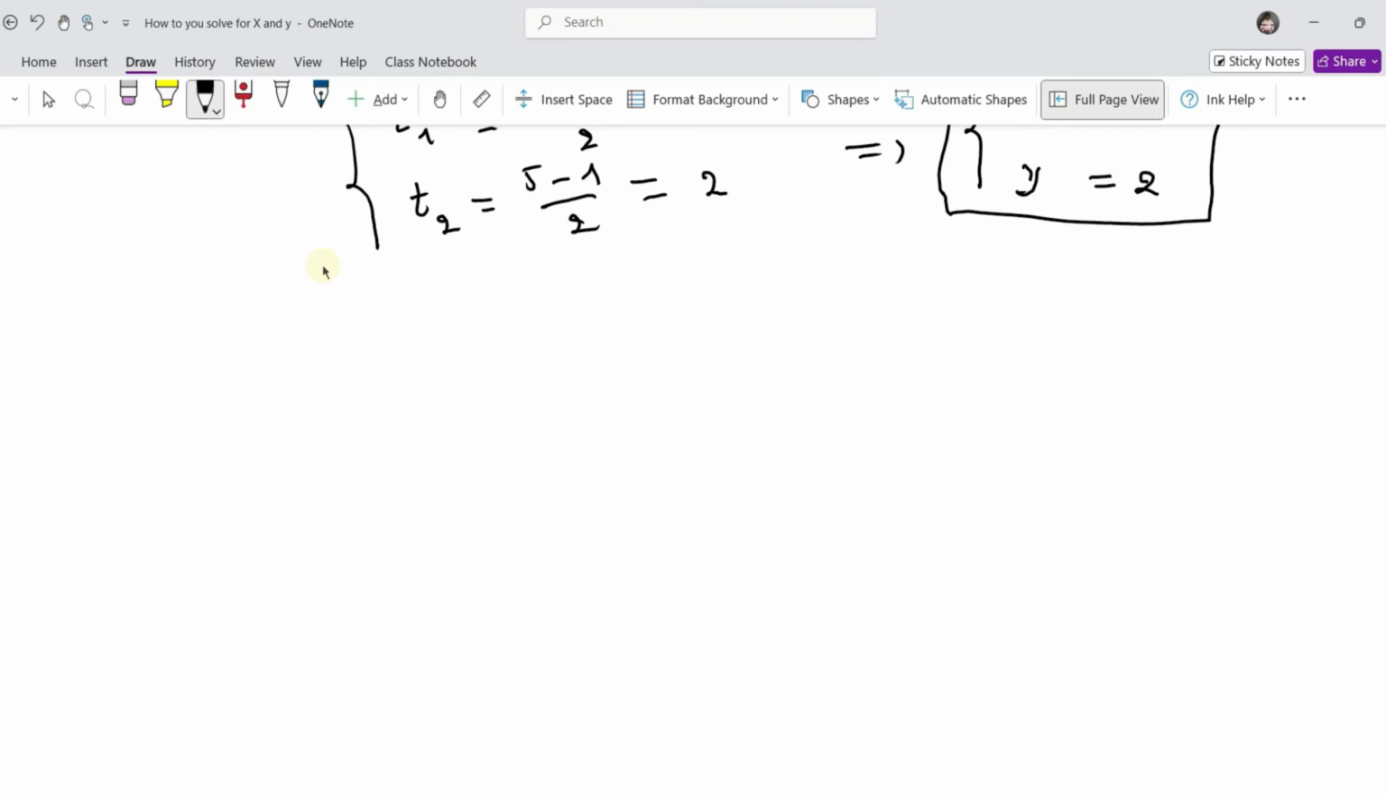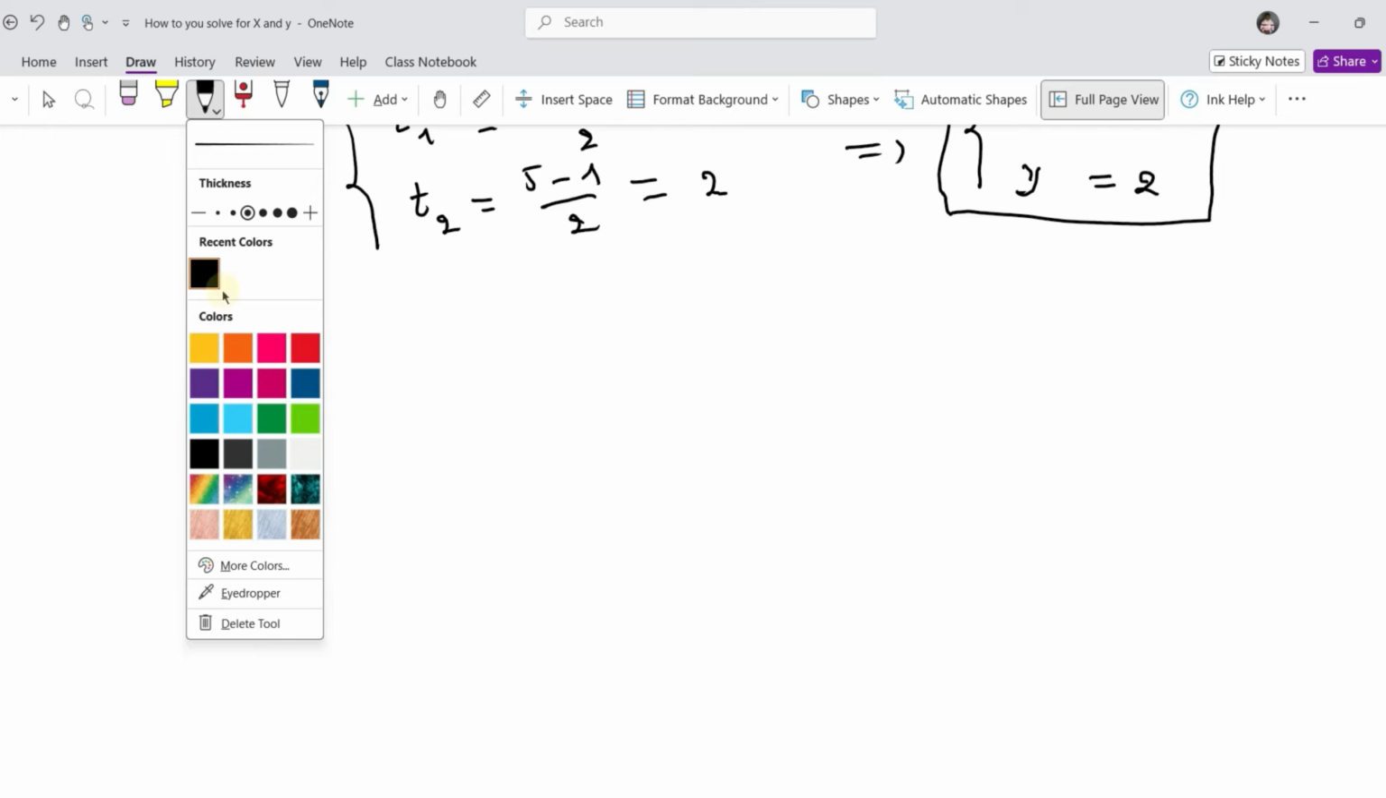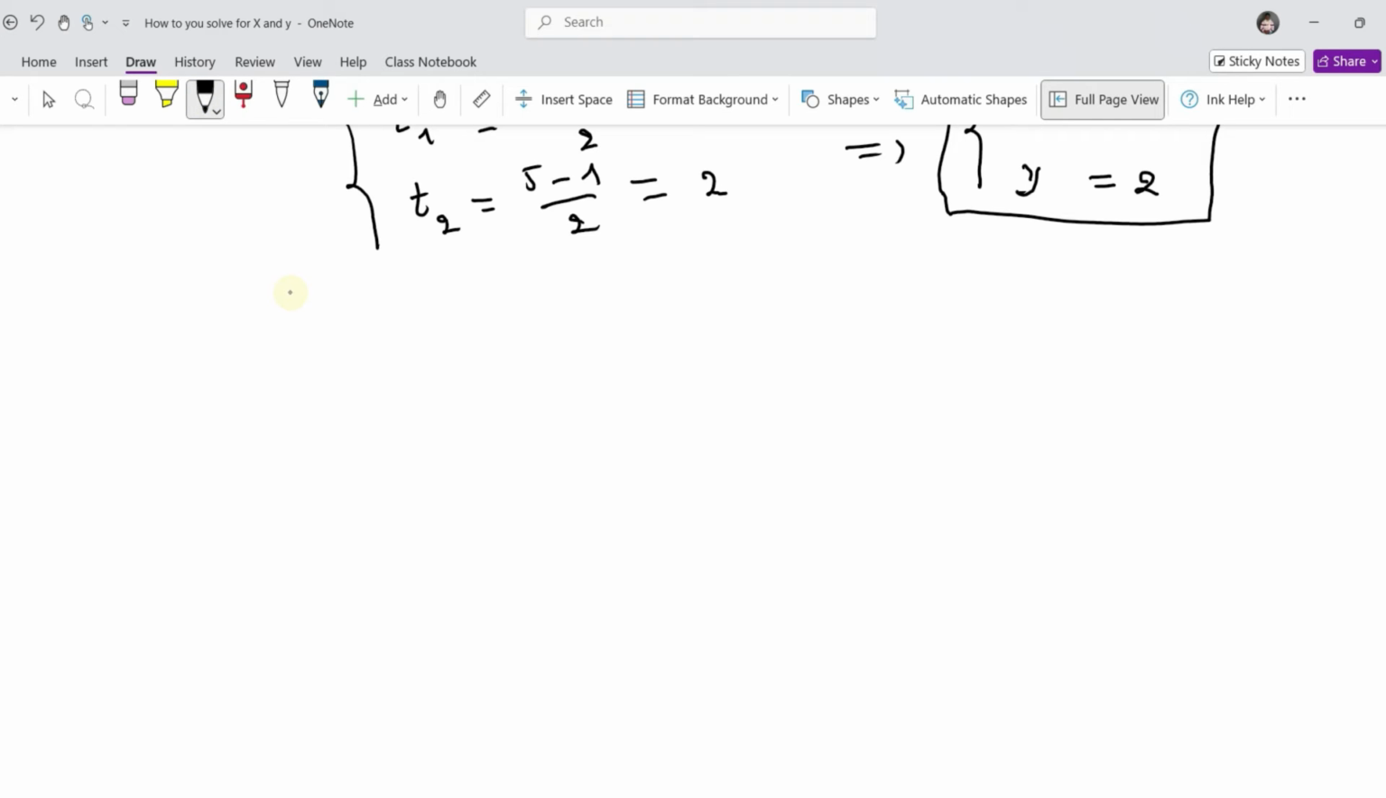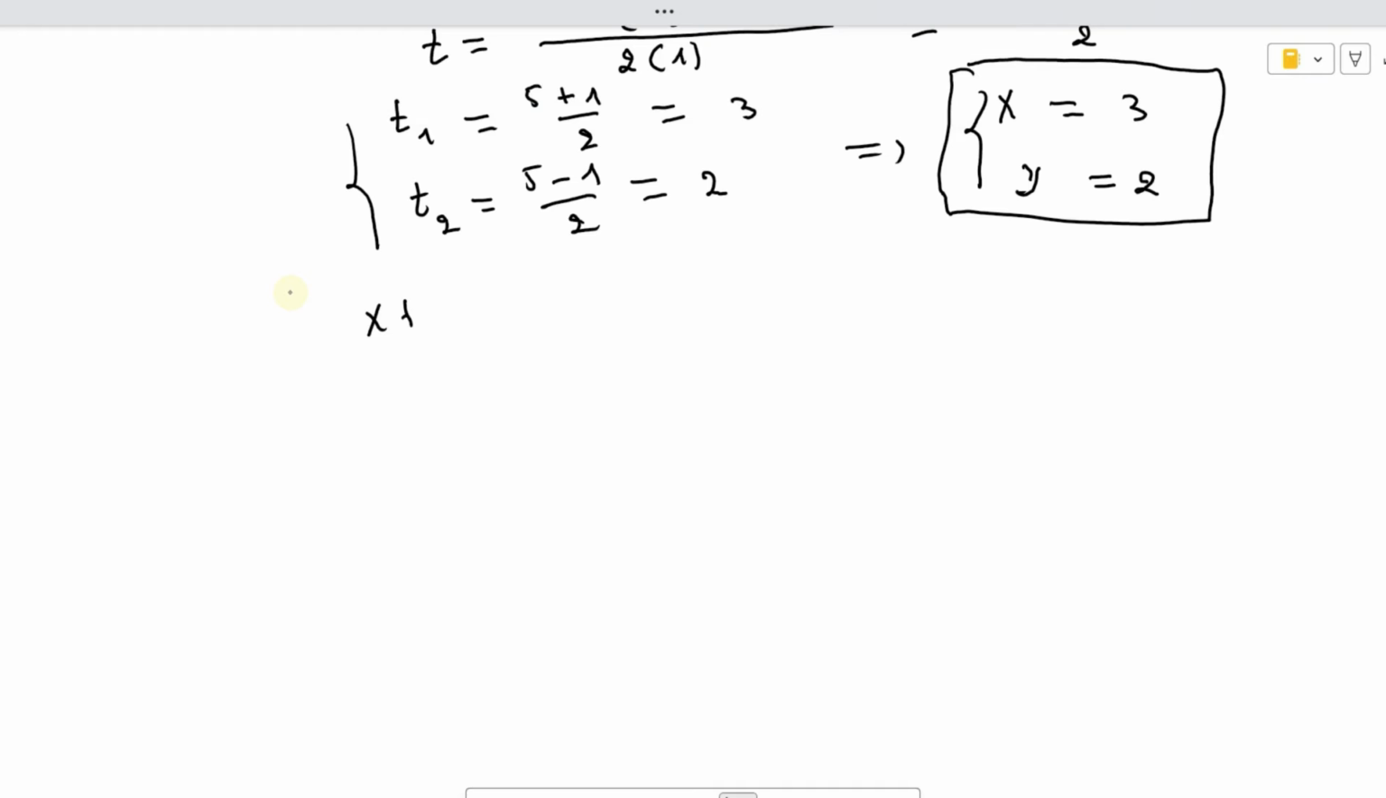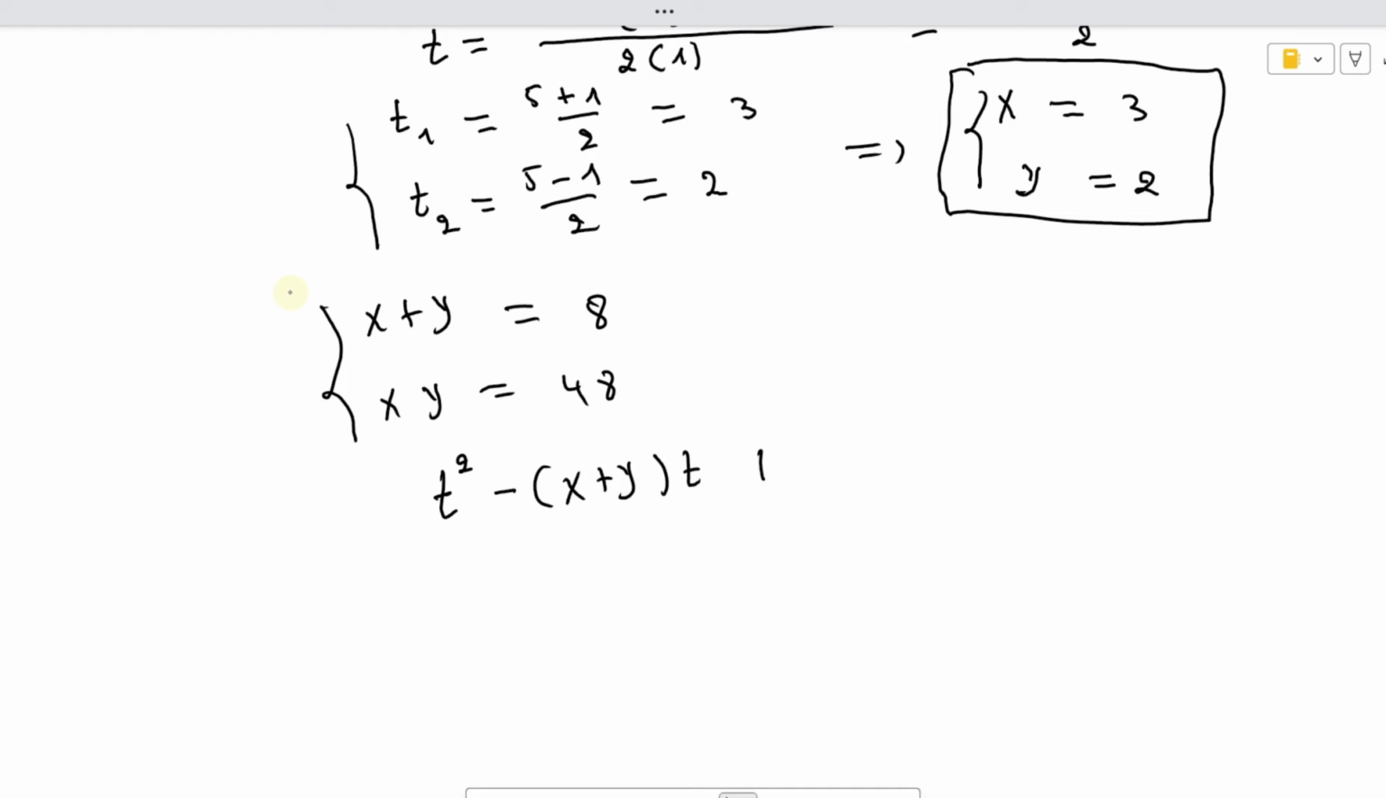Yeah, so let's say that we have the following system: x plus y equals 8, and x times y equals 48. And you are asked to solve for x and y. What do you do? Think of x and y as roots of a quadratic equation of the form t squared minus (x plus y) times t plus x times y equals 0.